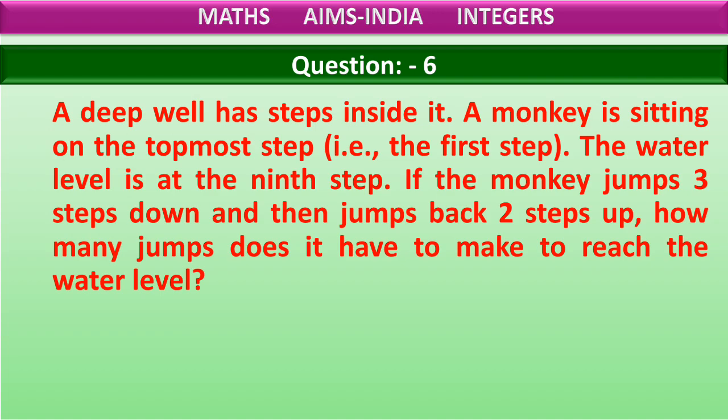Okay? Option A 11, option B 9, option C 7, option D. A deep well has steps inside it. A monkey is sitting on the topmost step, that is the first step. The water level is the 9th step. The monkey jumps 3 steps down and then jumps back 2 steps up. How many jumps does it have to make to reach the water level? The correct answer is 7.